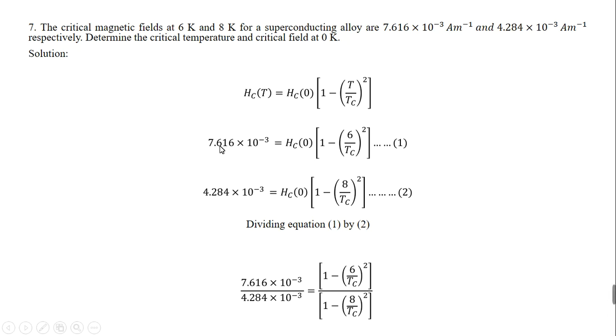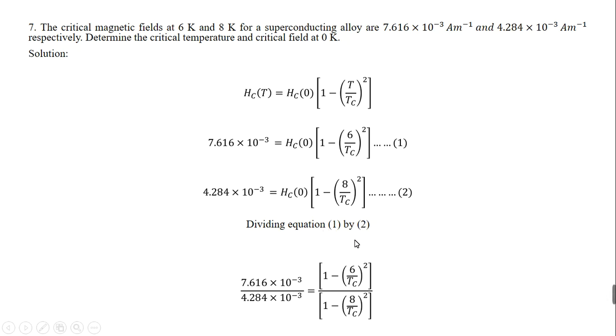So Hc of T for two different temperatures are given. You have to write down two equations corresponding to this temperature and this temperature. So this critical magnetic field is given; the left hand side you write down here. Hc of 0 you write down as it is, 1 minus 6 divided by Tc you retain as it is. Similarly, write down the other equation, call it equation number 2. Divide equation 1 by 2.